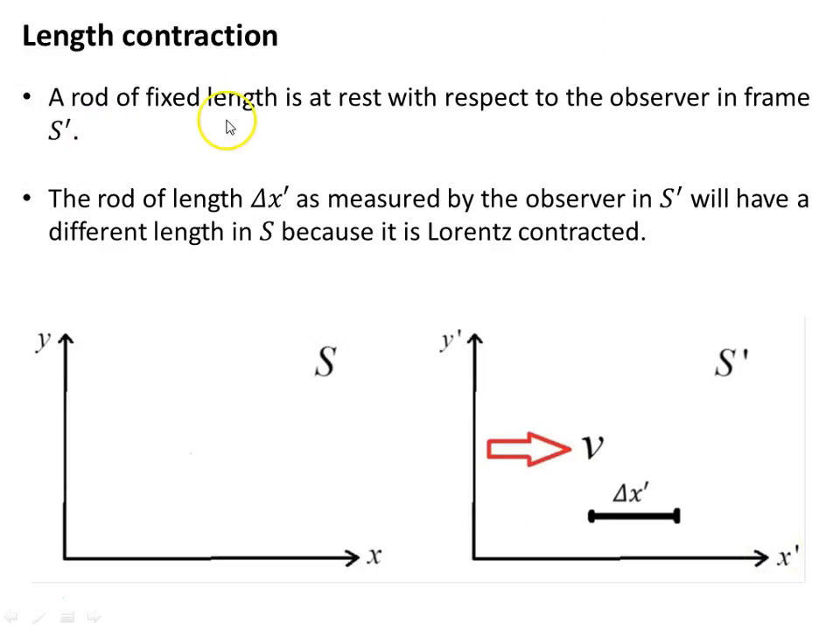Alright, length contraction. A rod of fixed length is at rest with respect to the observer in frame S'. So here's the rod in S', fixed length. That's its rest length or proper length in the frame S'. So this rod is not moving with respect to this frame here. The rod of length delta x' as measured by the observer in S' will have a different length in S because it is Lorentz contracted in the S frame.